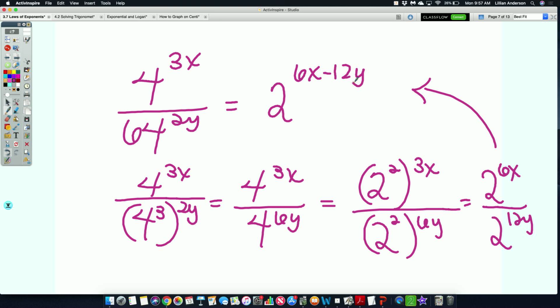Questions? And then if you can't, like if the numerator and denominator can't be simplified to the same base, then you wouldn't have a problem where they would ask you to do that. They should be able to be simplified to where you could do that.